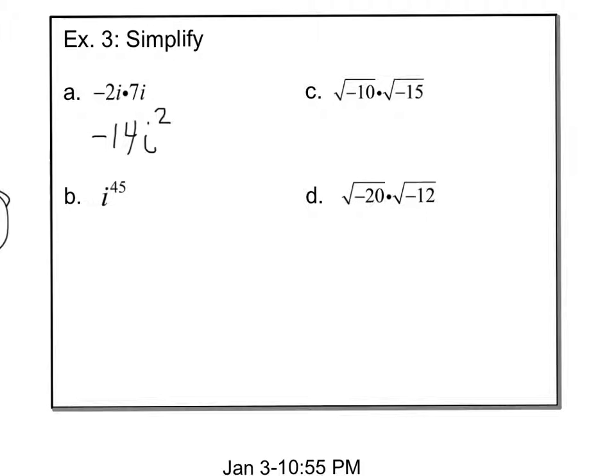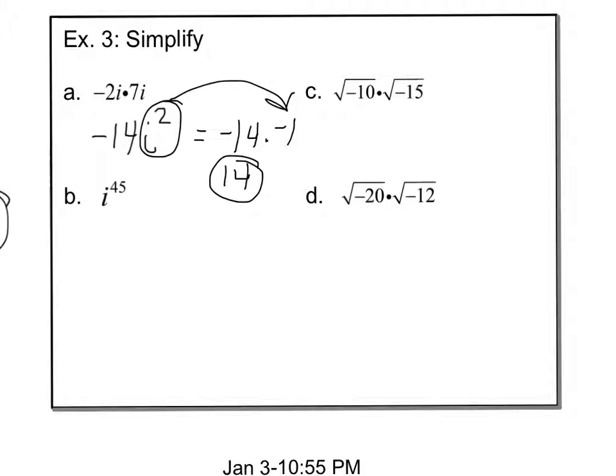If you remember from a few slides ago, i squared is really what number? If you said negative 1, you'd be correct. So we're going to write negative 14 times negative 1, because our i squared becomes a negative 1. And negative 14 multiplied by negative 1 is a positive 14. So my answer for A is positive 14.